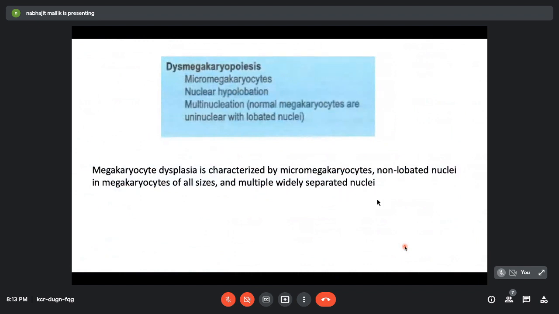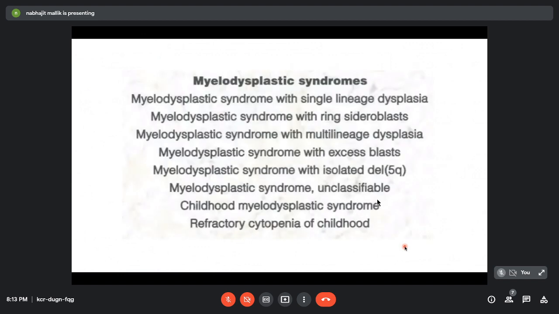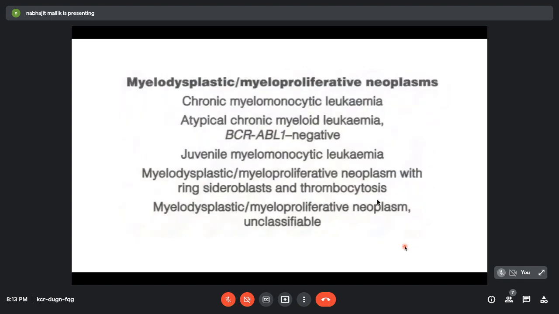Now we go on to dysmegakaryopoiesis. We have learned these features of dysmegakaryopoiesis in the last class. We move ahead and we know that dysmegakaryopoiesis and megakaryocyte morphology are also features of myelodysplastic syndromes, the MDS/MPNs.